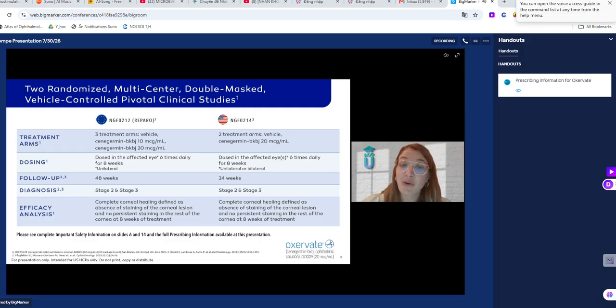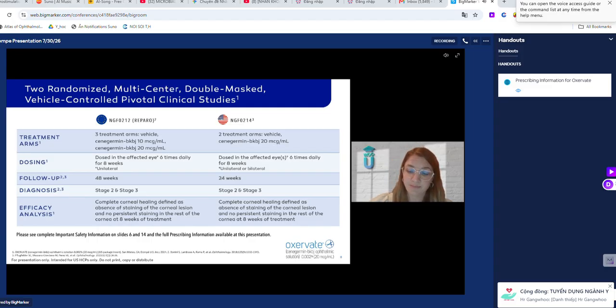It's important to note that in this study, they only included stage 2 and stage 3 neurotrophic keratitis, which I think is important to highlight because we're talking about very sick corneas at this point. Follow-up was 48 weeks with the European and 24 weeks with the US. They both were dosed standard Oxervate, which is 1 drop 6 times daily for 8 weeks. And then the efficacy analysis was complete corneal healing, defined as absence of staining of the corneal lesion and no persistent staining in the rest of the cornea at 8 weeks of treatment.